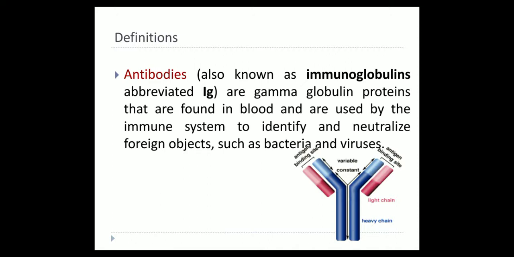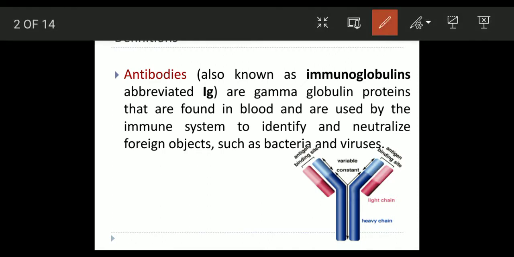Okay, so let's first discuss antibodies. Antibodies are tetrapeptide linkages, also known as immunoglobulins, abbreviated as Ig. They are gamma globulin proteins found in blood and used by the immune system to identify and neutralize foreign objects such as bacteria and viruses. So guys, this is the basic concept of the antibody, and this is the diagrammatic representation of an antibody.